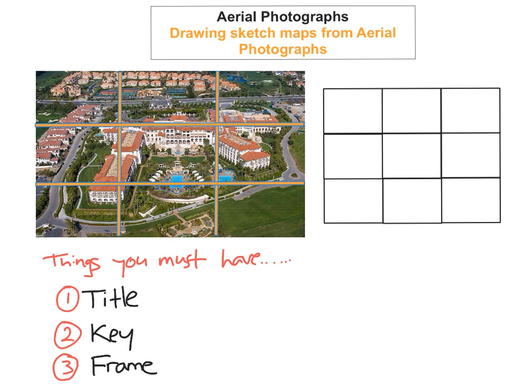Now, with the title you can just call it oblique photograph. So that can be your title, oblique photo. With your key, you must do the key maybe below it. And then you've also got the frame, which we've drawn around here. So we have our frame. So we've got now our 3 things.